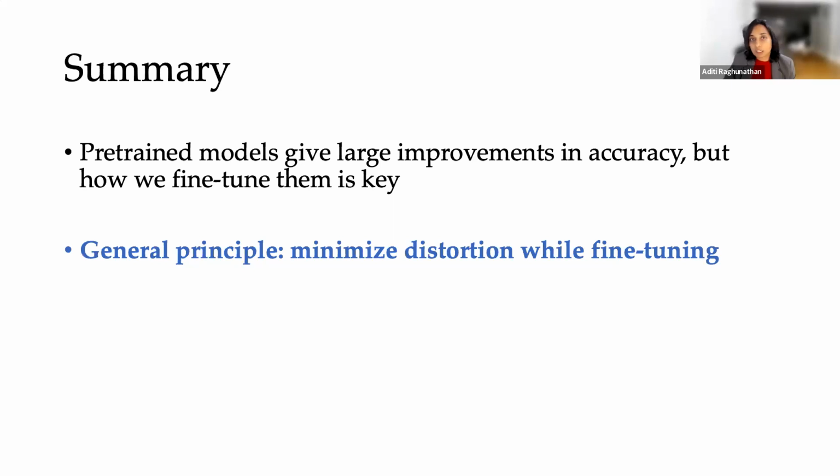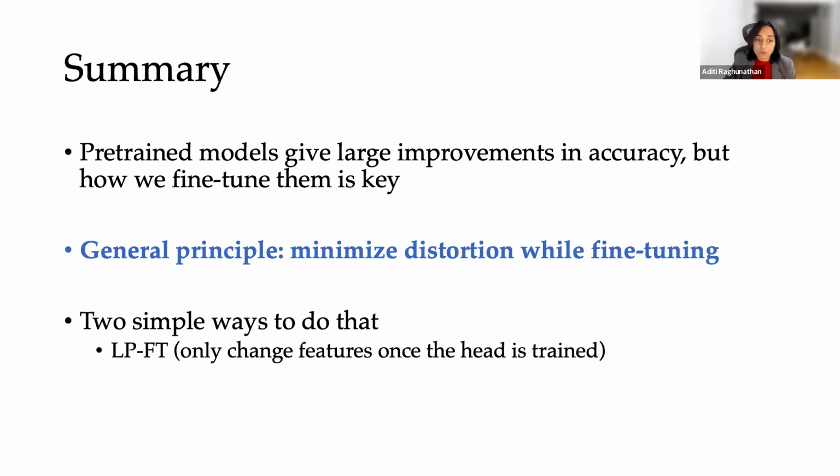And a general principle to keep in mind is that we want to minimize distortion, because remember that when we're doing fine-tuning, we're still fine-tuning on much smaller, limited data compared to pre-training. So we want to ensure we don't overfit and we keep as much of the gains as possible. So we want to minimize distortion. And in this talk, I talked about 2 simple ways to do that.